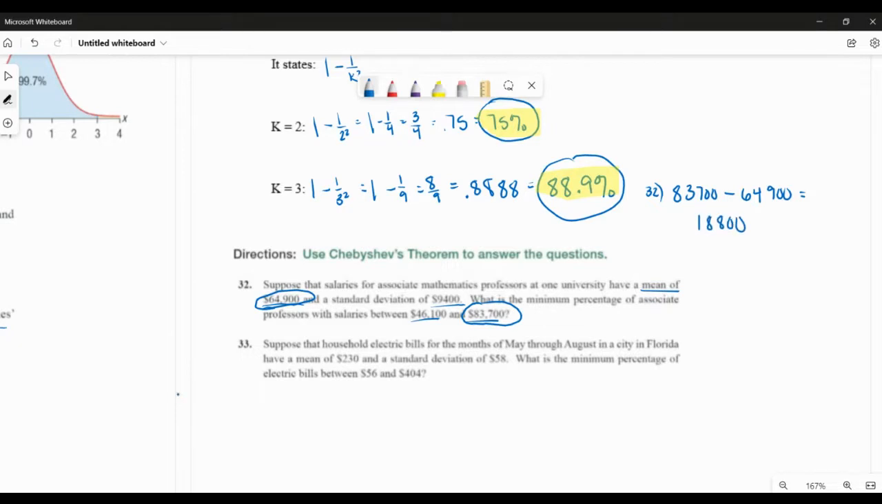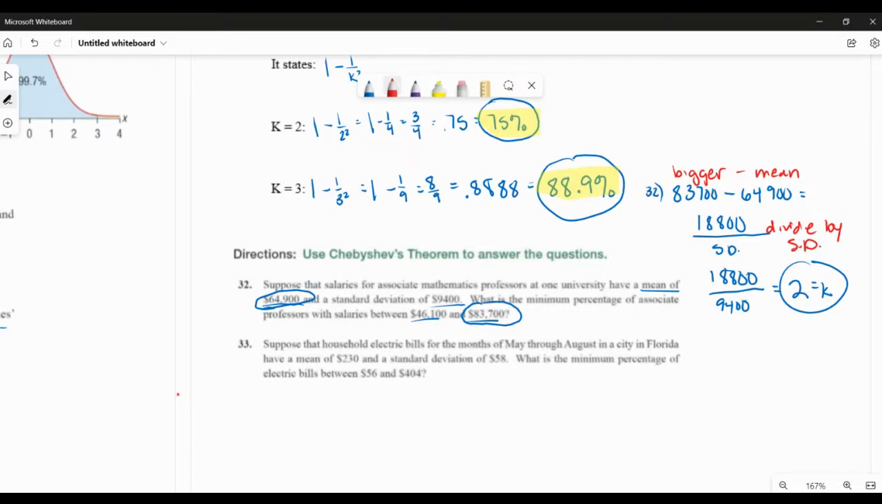When we subtract that, now divide by the standard deviation, and we'll get 2. That is your value for K. So again, to recap, I took the bigger number and I subtracted the mean. Then I divided by the standard deviation. That's my K. If K is 2, my answer is 75%.